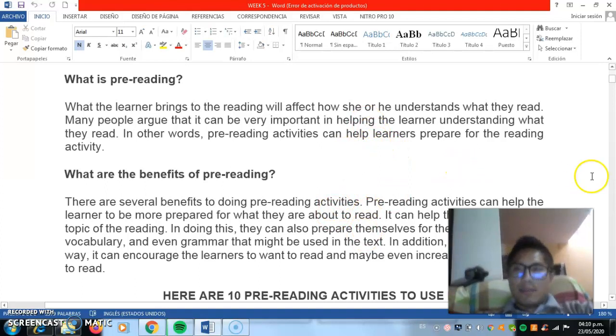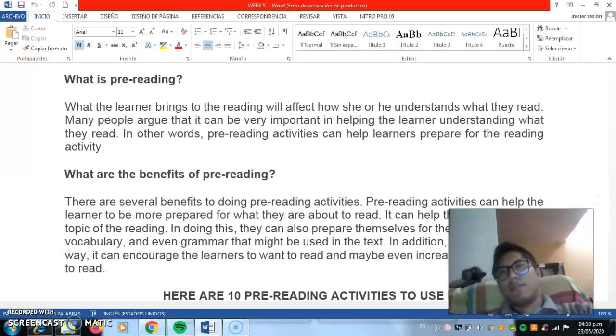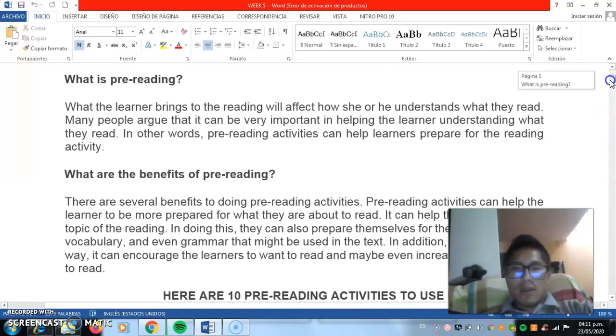This is the same idea here. What are the benefits of pre-reading? Yes, as I told you, there are many benefits, but the most important one, remember, is that students can get previous knowledge, vocabulary, ideas about the text in order to understand the reading much better. Okay, so that the reading won't be really complicated for them. And also they can predict some possible situations that can happen in the reading. Yes, you can include it.